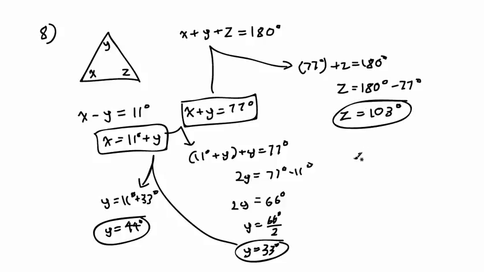So therefore the 3 angles are, from the smallest to greatest, 33 degrees, 44 degrees, and finally 103 degrees.